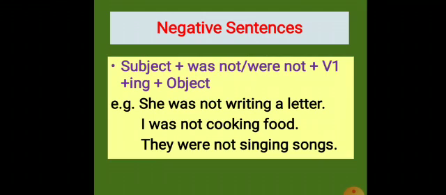Again, if we want to make negative in past continuous tense, then we have to add not. So it will be subject, was not or were not, V1 plus ing plus object. So examples are in front of you.